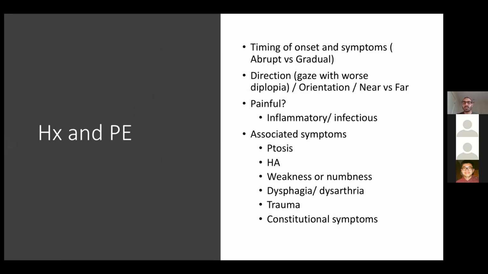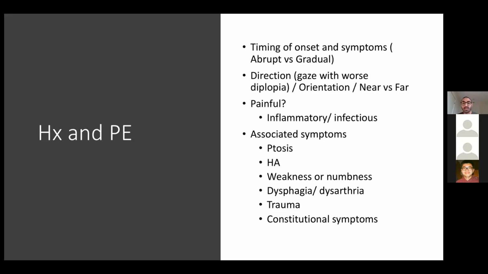So we have to ask ourselves what important historical and physical examination pieces of data we'll need to acquire to fit the presentation into one of those boxes that we saw earlier, and then to formulate somehow a differential diagnosis. So the first question is about the timing of onset and symptoms. Was it really abrupt, or was it more of a gradual process? A truly sudden onset diplopia would suggest an ischemic cause, especially if it's maximum at the onset. Fluctuation, however, suggests a neuromuscular process, or it can be a TIA.